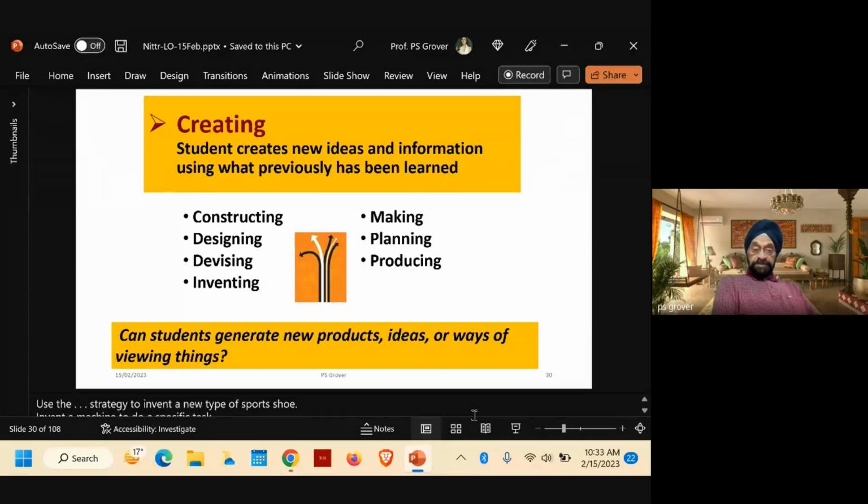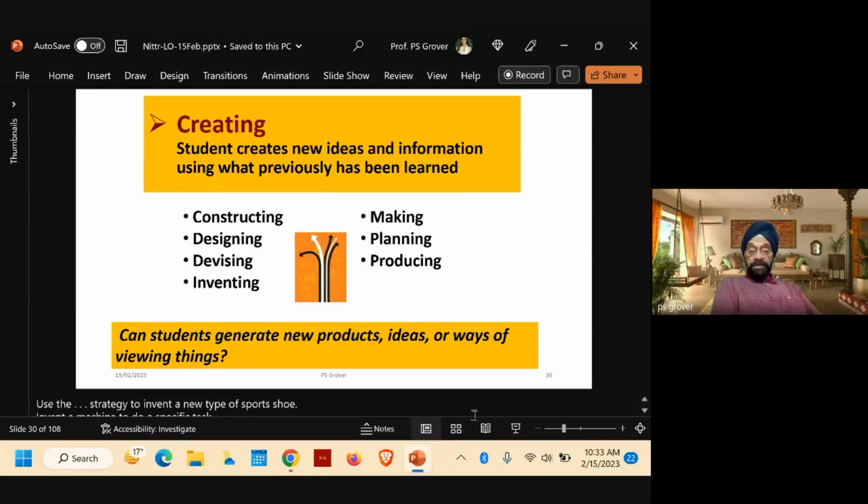So, like constructing new things, designing, devising, making. Can students generate new ideas? Can students generate new products? Can students give different new interpretations of existing knowledge, whatever it is? So, in order to imbibe creativity in the student, it is essential we challenge his brain, we challenge his learning with a view to doing things out of the box, as it is also called.